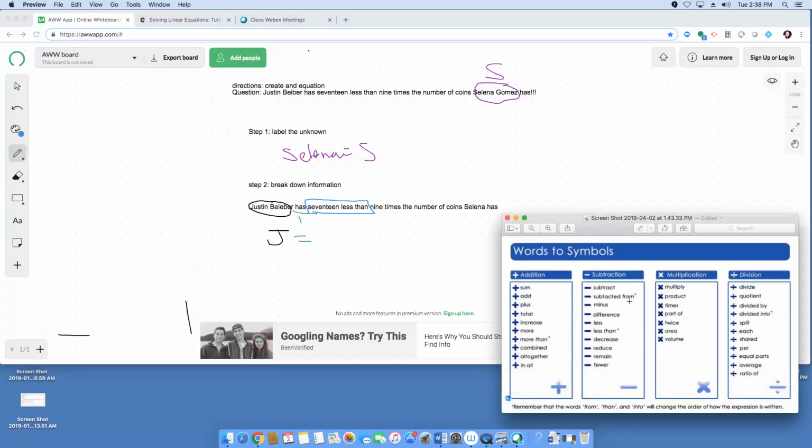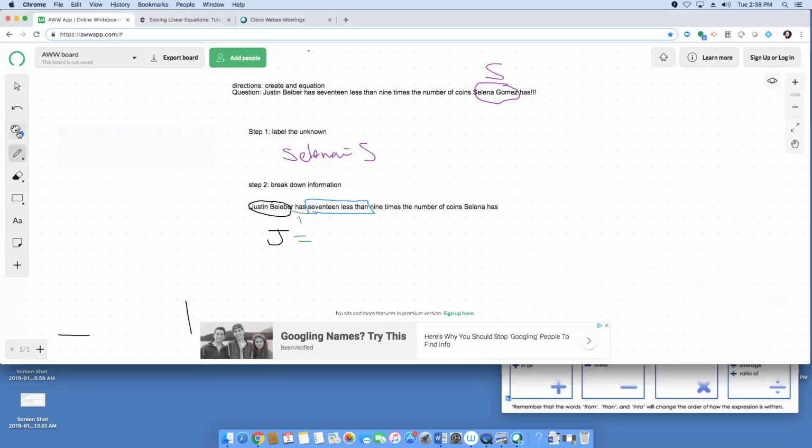17 less than. Well, we have a less than here. It has a little asterisk. Why does it have an asterisk? Well, remember that the words from, then, and into will change the order of how the expression is written. So we're not going to write it right underneath here. It's going to be over here, and it's going to change the order of these two pieces. So let's figure out the other piece too. I'm going to circle it in purple before we move on: 9 times the number of coins Selena has.